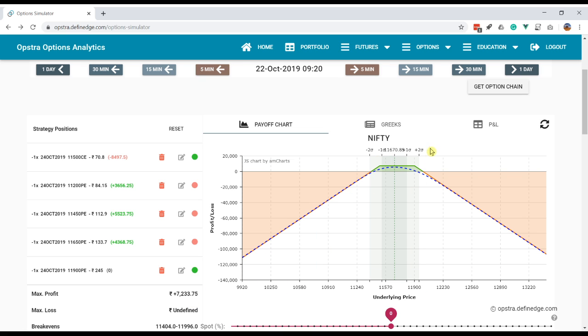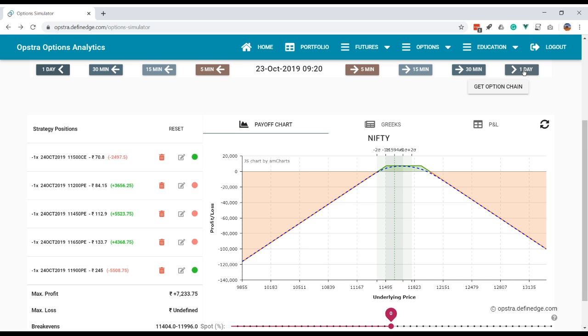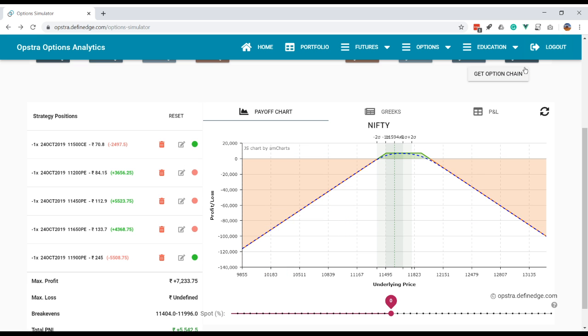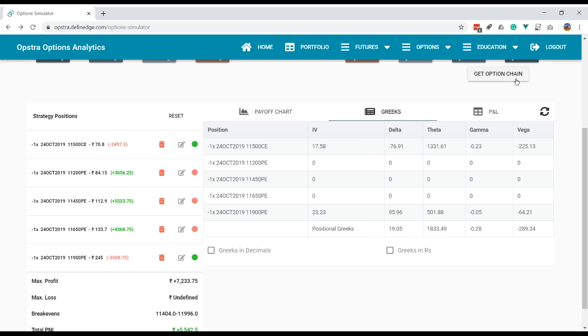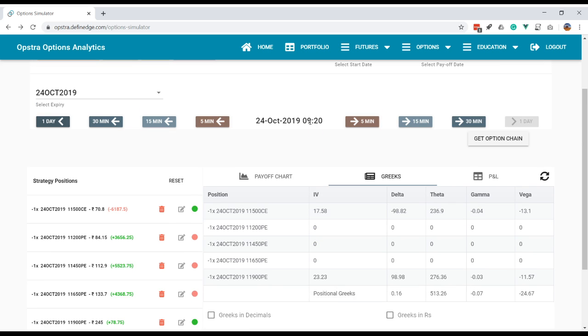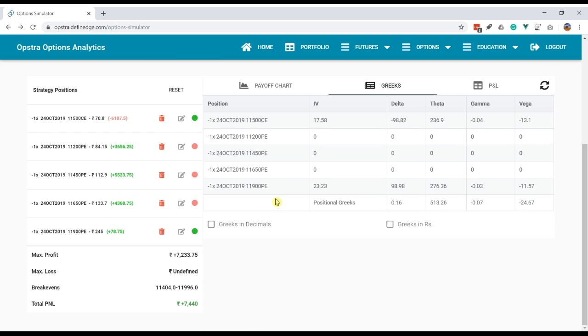Okay, we proceed further. 5,000. Greeks are in control. Proceed further. It's fine. So we are on the day of expiry, on the morning of the expiry.